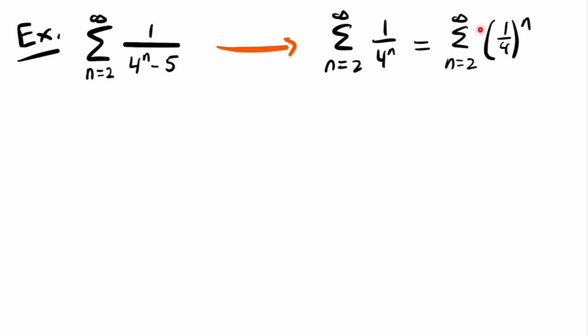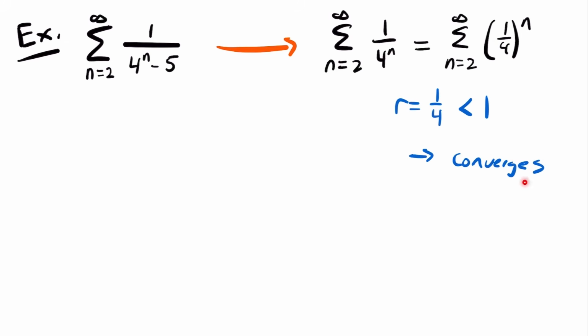And now you can see that we have a geometric series where we have a value raised to the power of n, and so that value is our common ratio r. We can see that r is equal to 1/4. And when the common ratio is less than 1, like it is here, 1/4 is less than 1, we know that this geometric series converges. All right, so this is our comparison series.